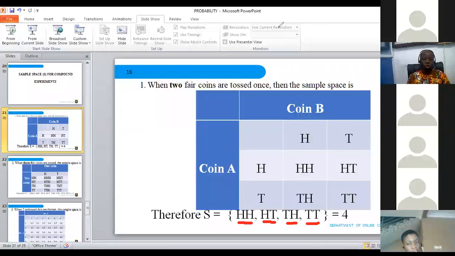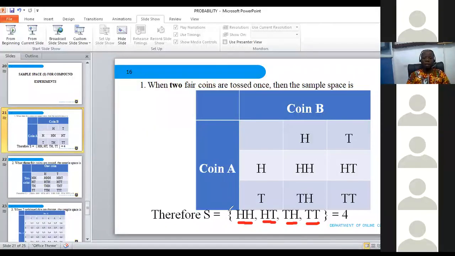All right. So when they ask you to write the sample space when 2 fair coins are tossed once, you are going to get head, head, head, tail, tail, head, tail, tail. You must know this by default. Again, let's go to the next one.